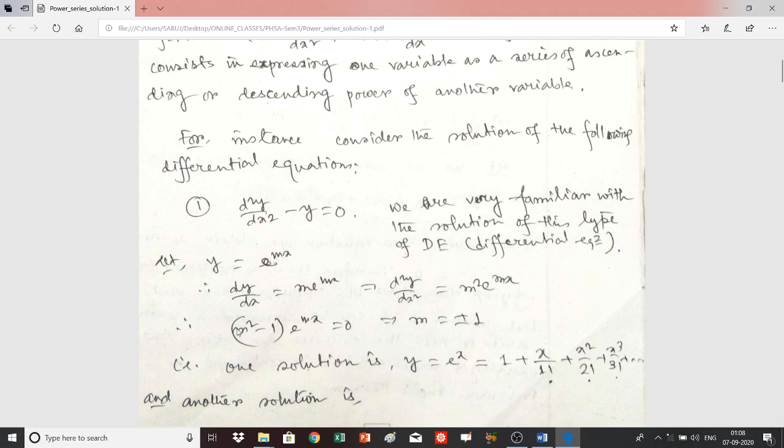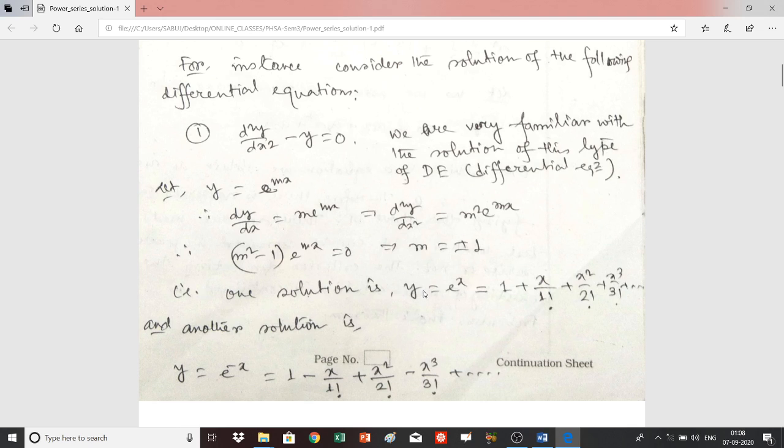Remember, m is a constant, and from this equation we can find the value of m. Here we calculate m as plus minus 1, and therefore m has two values, one is plus 1 and another is minus 1. If we use m is equal to plus 1, then we have the solution of this differential equation as y is equal to e to the power x, and you know that e to the power x can be expressed in powers of x as given here: 1 plus x by 1 factorial plus x square by 2 factorial plus x cube by 3 factorial, etc.